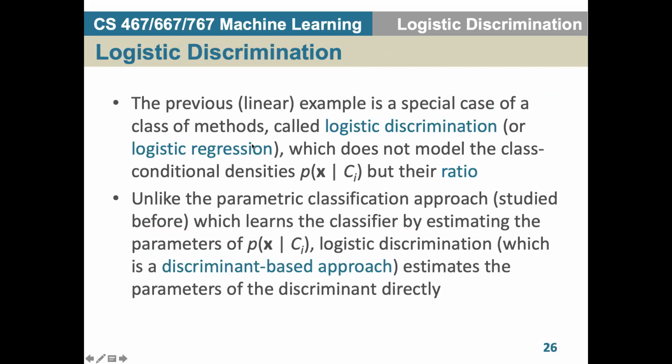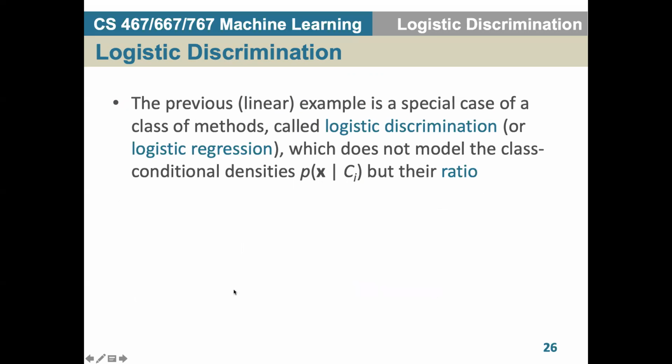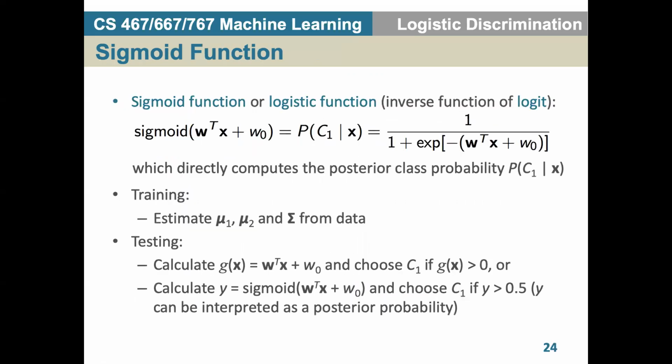Unlike the parametric classification approach, where we estimate the generative probability, discrimination actually estimates the parameters directly from all the classes. Next, we will see the previous one. Actually, we are still using the generative method to derive it. But what we want to do is really tell you this.